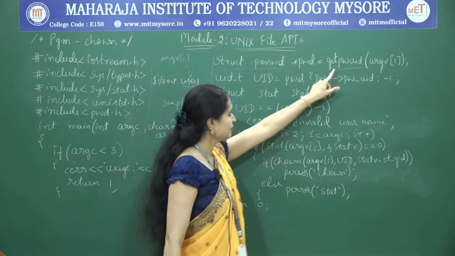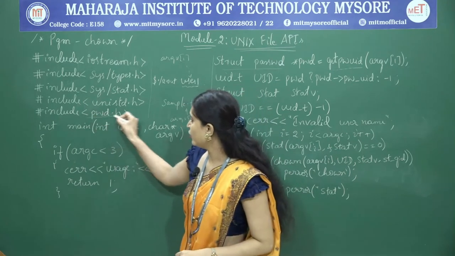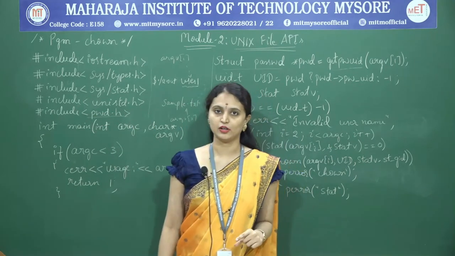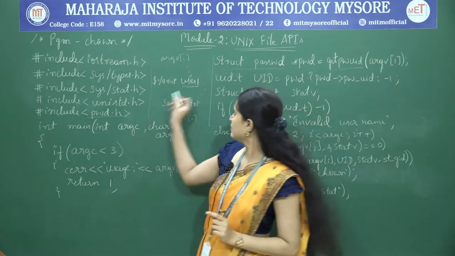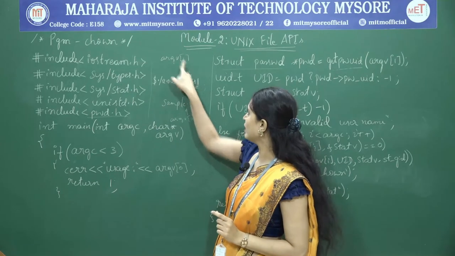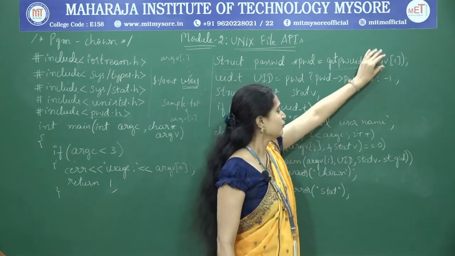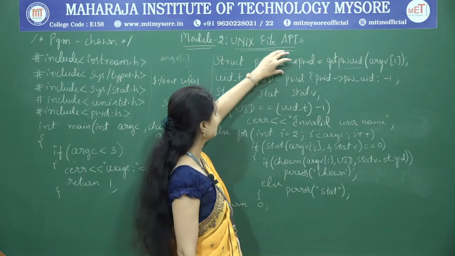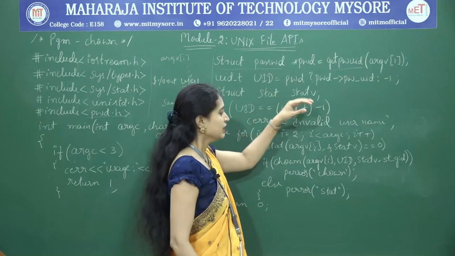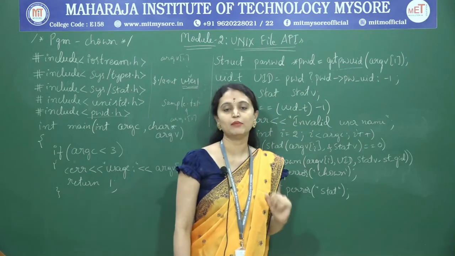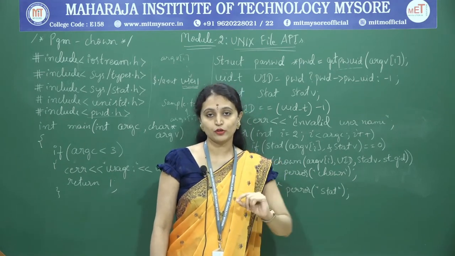Since I am making use of this function, the header file pwd.h is included. argv of 1 is the username, and I am passing the username. The corresponding information along with the user ID will be stored in this struct passwd. In that complete structure I am looking for only the user ID.